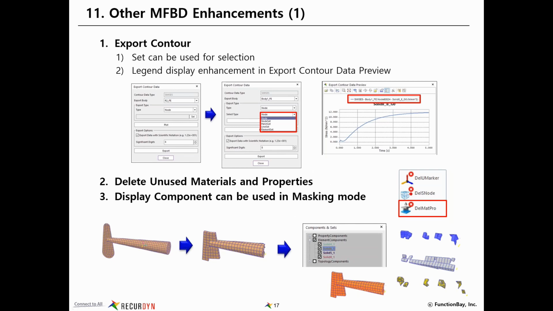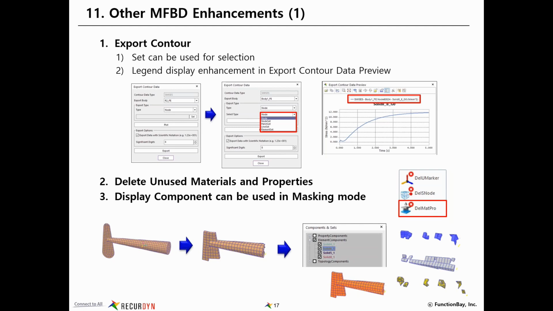Delete unused materials and properties, that was talked about previously. If you have a lot of materials and properties that you aren't using, you can simplify things by deleting those. And the display component can be used in masking mode. There are various improvements that have been made to the display that we've gone over previously. You can select each of these different element types, and there's a check mark there. If you uncheck one of those, then all of the elements of that type will be masked in the model so that you won't be able to see them anymore.